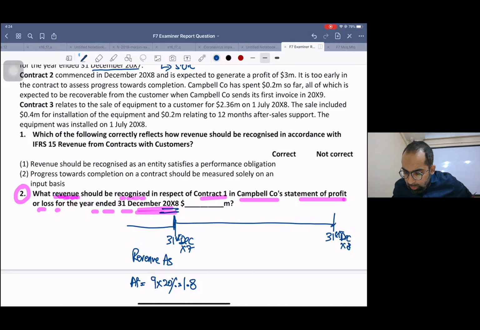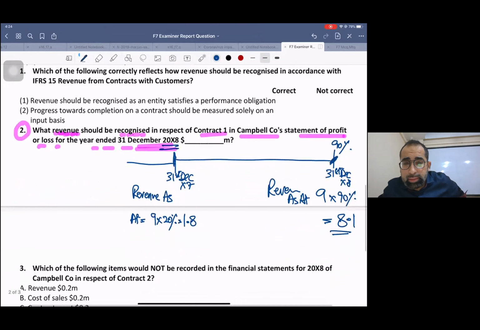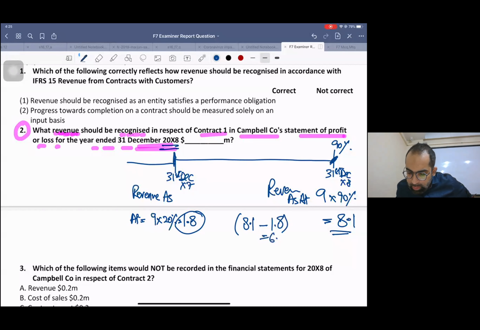Now, as at 31st December X8, listen to my words, as at 31st December X8, the stage of completion is 90%. So revenue as at here must be 9 million times 90%, which is 8.1. Now can you use your brain? The as-at revenue till 31st December X8 is 8.1. Total cumulative is 8.1, and last year we already booked 1.8. So just take the difference: 8.1 less 1.8 is 6.3. So revenue for the year is 6.3 million.